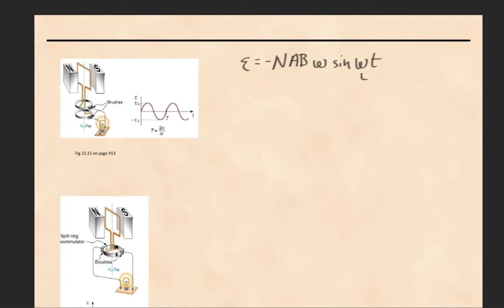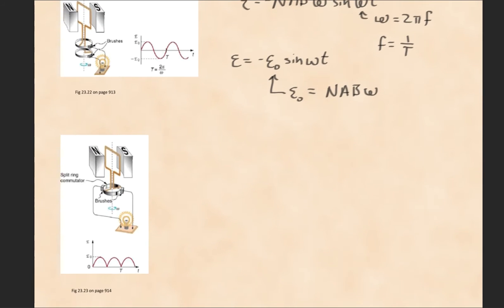And omega, remember your rotational dynamics, omega is 2 pi times the frequency, and frequency and period are inverses of each other. Period is 2 pi over omega. Period is the time it takes to go through one complete revolution. Because this is a sine wave, I can write this as some amplitude times sine omega t, where the amplitude, or the peak value, is just the coefficient of the trig function. Now, this will produce a sine wave.